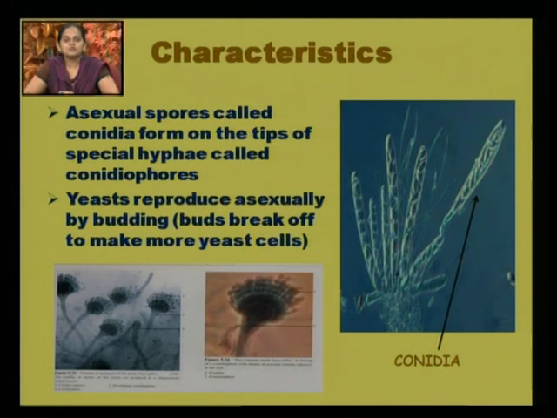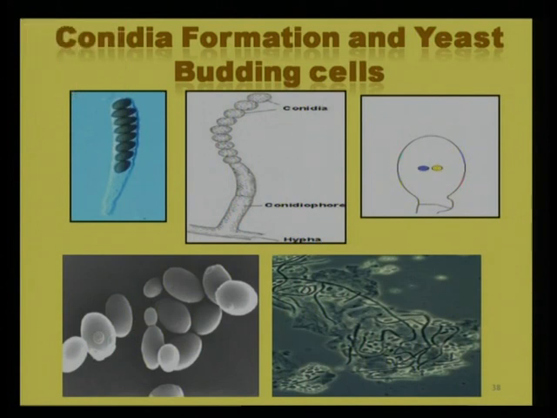The figure over here shows the conidia, in which they are arranged in a sac. Now, if you see over here, there is the formation of conidia exactly on the conidiophore, which are arranged in a stalk-like horizontal manner, and below is the picture showing the yeast budding cells.